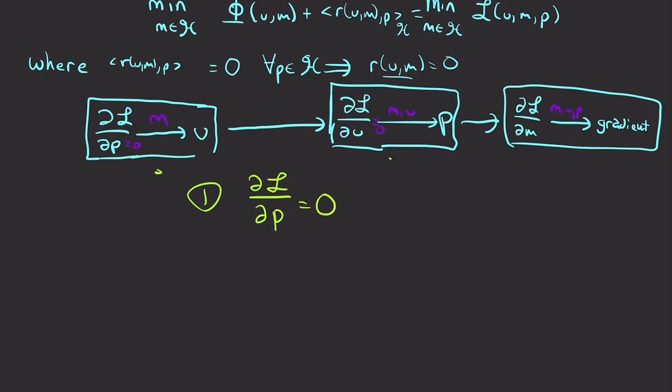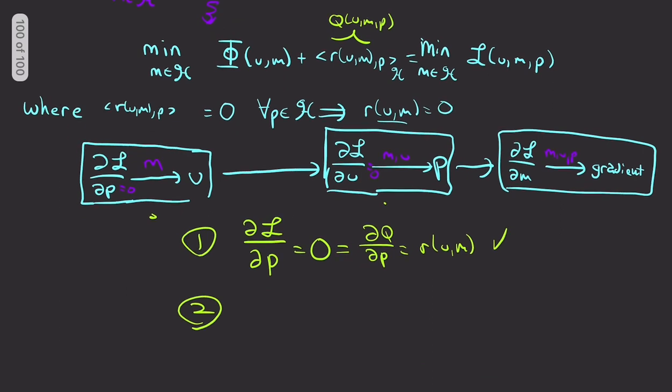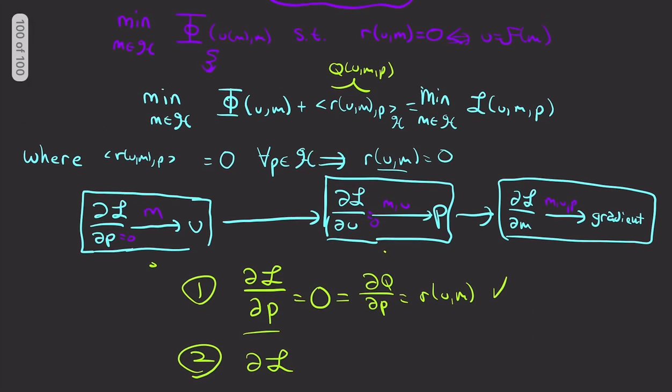Partial L partial p equals 0. This is also equal to partial Q partial p, and it's equal to R of u, m. Just double check this, because Q here is just the dot product of R with p, and phi does not depend on p. This one is natural, right? We need that to be satisfied. We construct our Lagrangian to just be that dot product, so a partial with respect to p just gives us that equation.